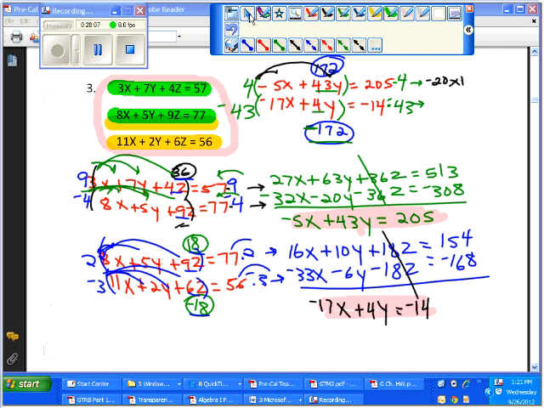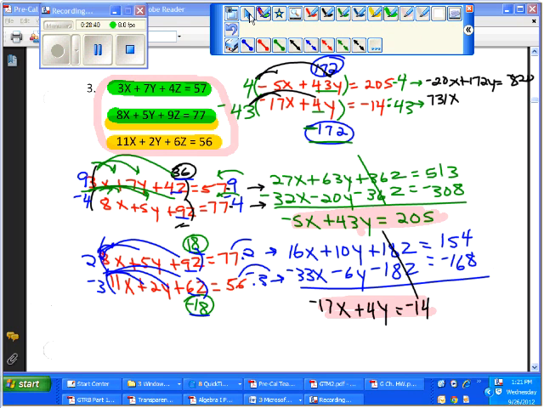4 times 43 is 172y. Is equal to 4 times 205 is 810. 20. Thank you. I'm glad you're double checking. 43 times 17 is 731, and it's positive.